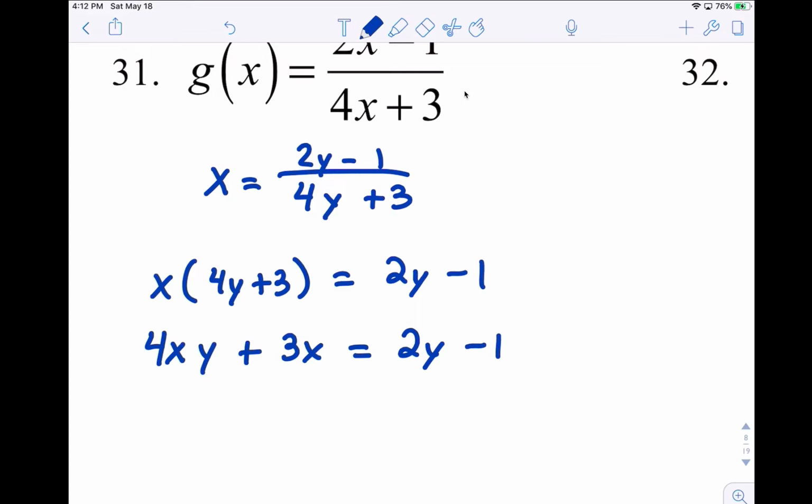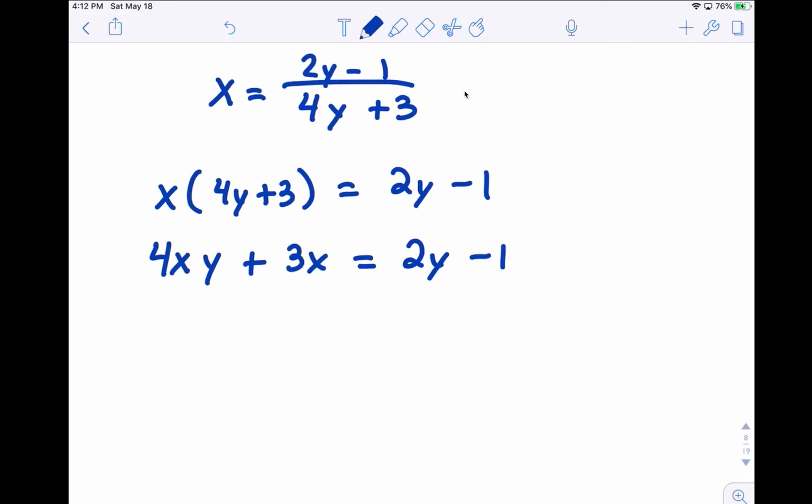Now keep your goal in mind, right? You're trying to solve for y. So everything that has a y term should be on the same side together, and then everything that doesn't have a y term should be on the other side. So that's going to give me 3x plus 1 equals 2y minus 4xy.